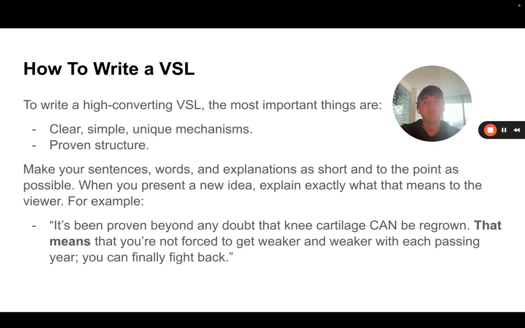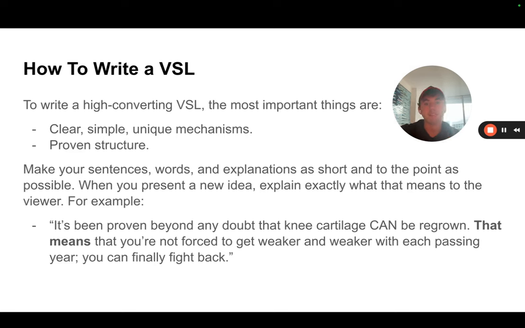And if you are a great copywriter, but you don't use a proven structure, it's still doubtful whether you make a great VSL. Now, the next thing, if you're editing a VSL, if you have copywriters on your team, or if you're writing the copy yourself, you want to go through and edit it and make the sentences, the words, and the explanations as short as possible while keeping the main message.